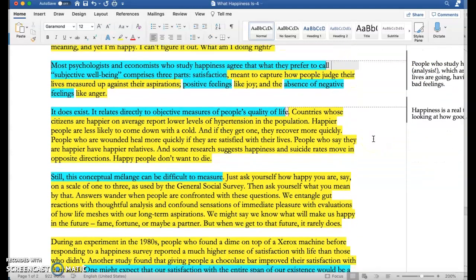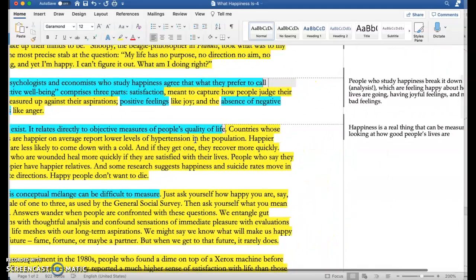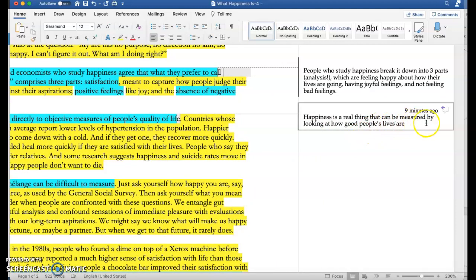Here I've done this a third time, and I'm going to start moving a little bit faster, okay? You've already read this. Here are the main ideas, these two sentences, and then here are examples which talk about research that shows that in countries, you can look at things like hypertension or how quickly people recover from colds or their suicide rates to measure in an indirect way their happiness. Because the happier people are, the better they are at bouncing back from unpleasant situations. So I translated this into happiness is a real thing that can be measured by looking at how good people's lives are.